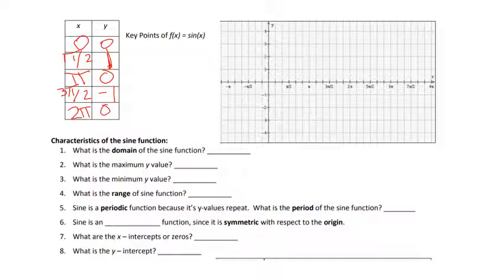Now, on the x-axis, we have the angles, and on the y-axis, we have the sine value. So this is theta, and this is sine of theta. I think that's important to understand. So for the first point, we have a theta of 0 and a sine value of 0. So we're going to put a little dot there.